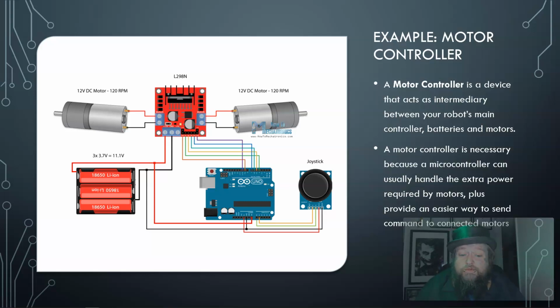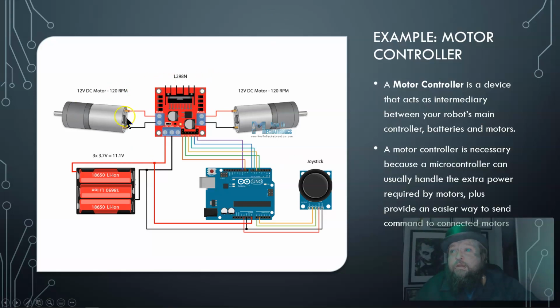So a motor controller is a device that acts as an intermediary between your robot's main controller, batteries, and motors. Your main controller could have its own power source, but motors take a lot of energy, so you generally have a separate power source for running them. These motor controllers deal with hooking up the motors you're working with and the actual other batteries.